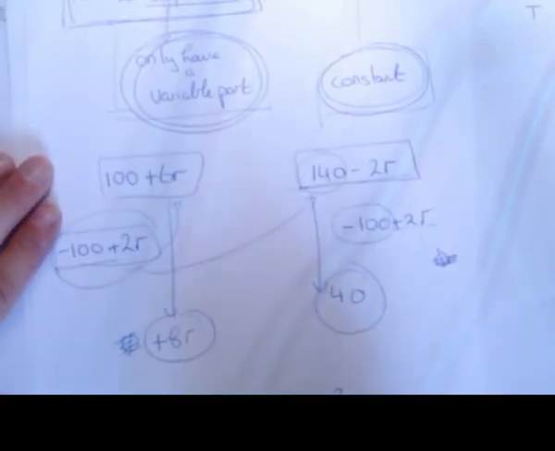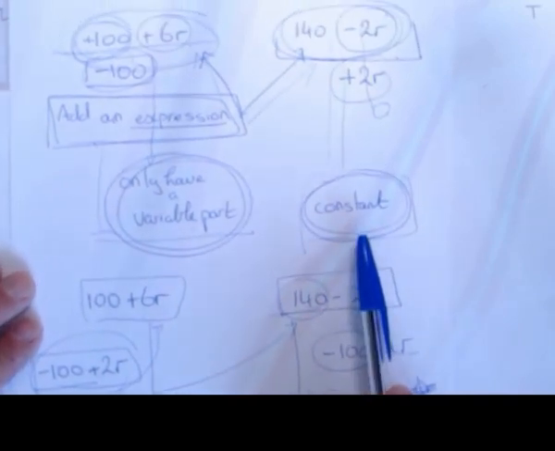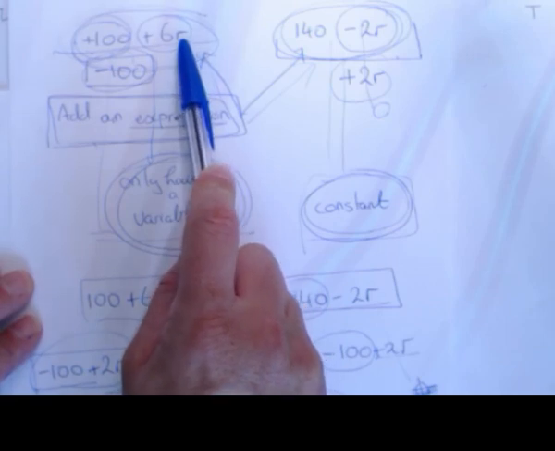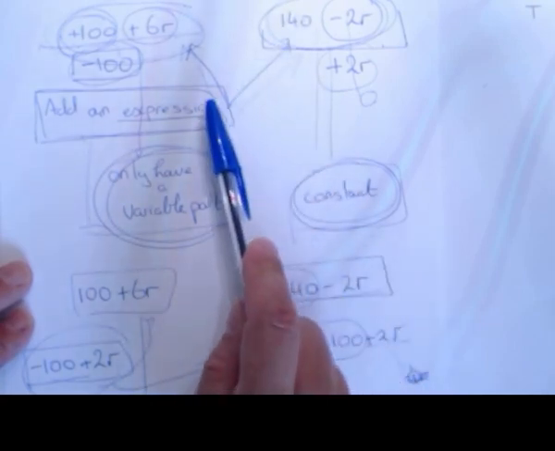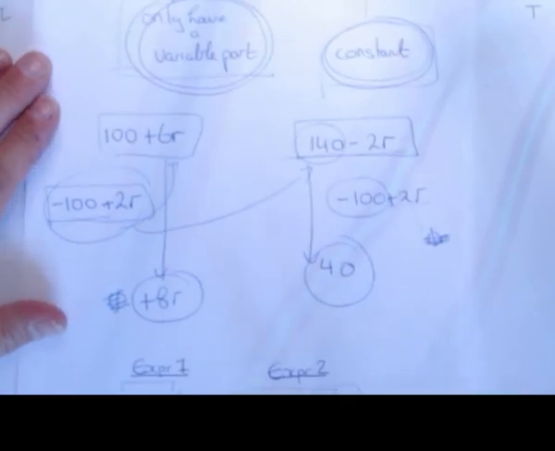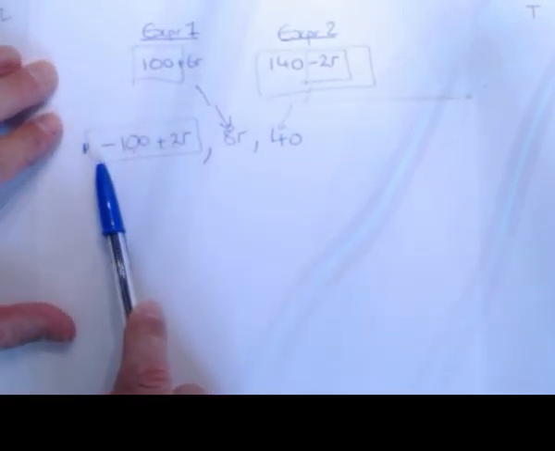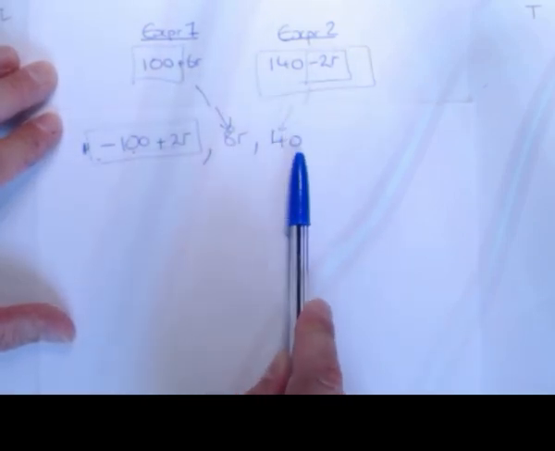We want to get 2 parts, one to only have a variable part and one to only have a constant part. The variable part is the part with a variable, the thing that changes day by day. The constant part is just the number, like 140 or 100. It's something that doesn't change no matter what. So what you have to do is you're going to be given 2 expressions. Then you're going to figure out what expression to add so that the first expression becomes only variable and the second expression becomes only constant.